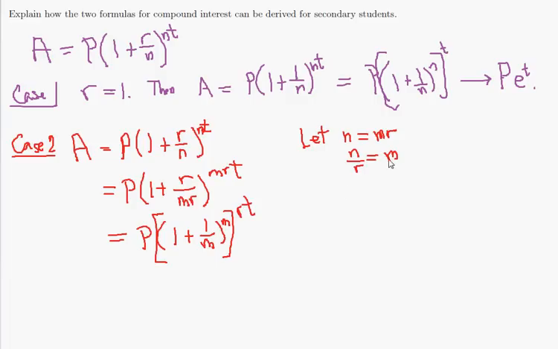Now what happens to m? As n gets large, m also gets large. n divided by r gets large if n gets large. And so likewise, the thing in the brackets here also gets closer and closer to e as m gets closer to infinity. So this goes to P times e to the rt as either m or n goes to infinity. And so that is our justification for the general compound interest formula, P times e to the rt, based on the formula from discrete compound interest.